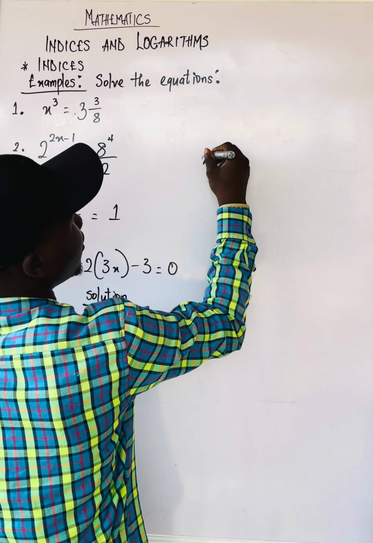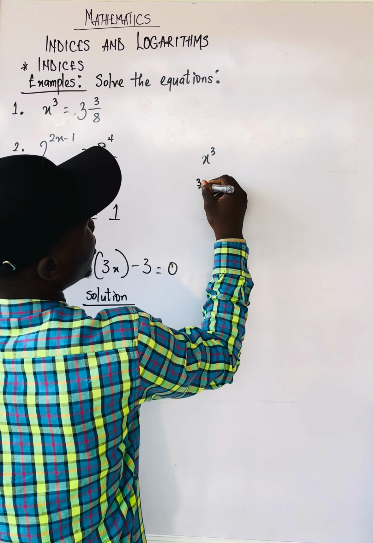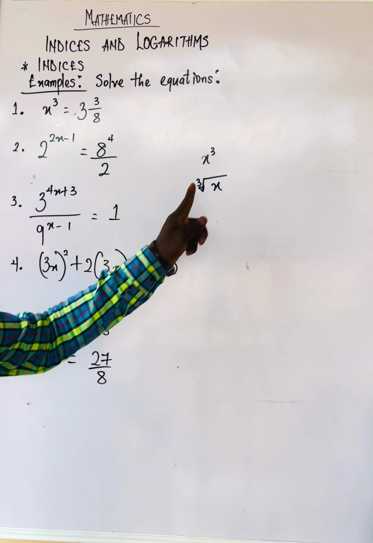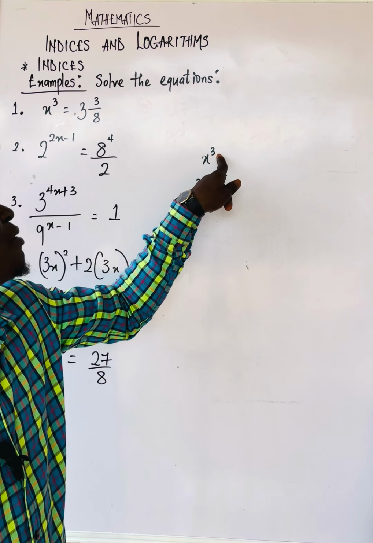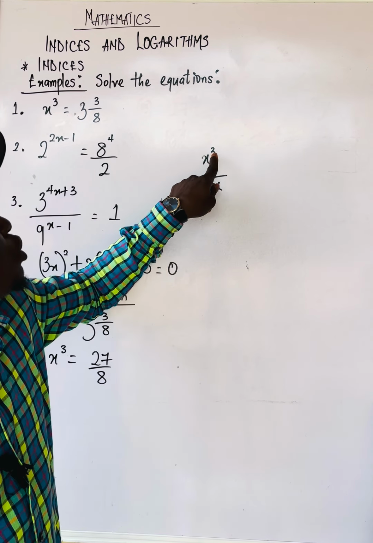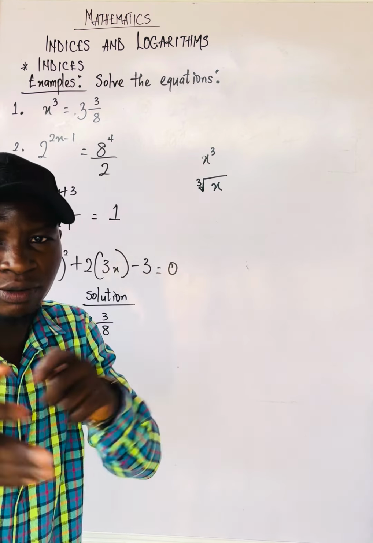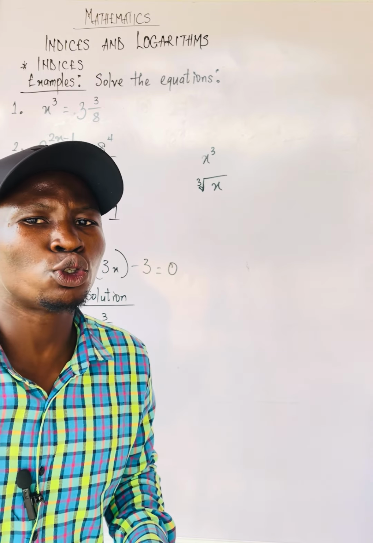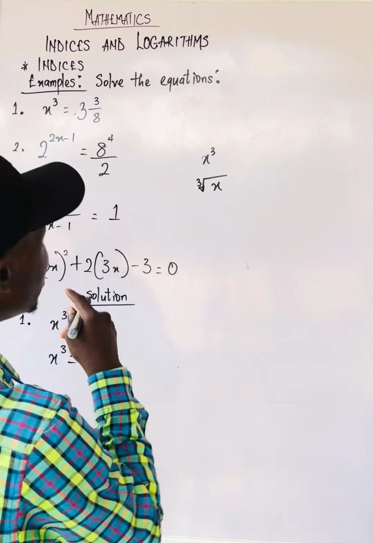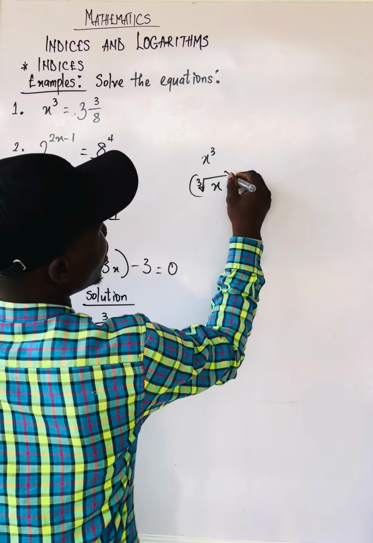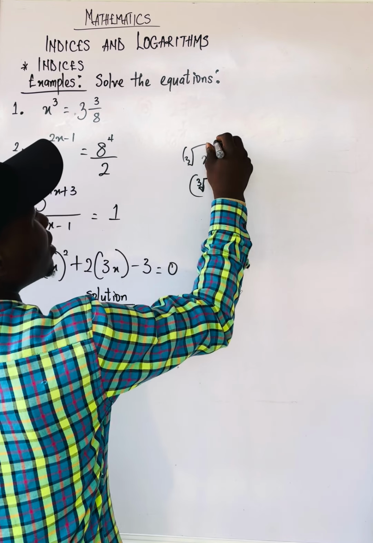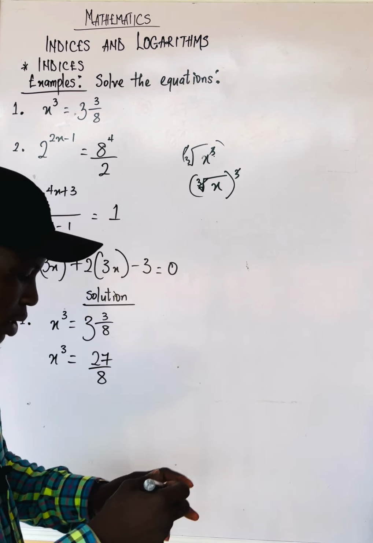If I have x cube and cube root of x, if I want to remove this cube, I'll use the cube root and remove this. If I want to remove the cube root, I'll use the cube and remove this. Just very, very simple. Just vice versa. So if you want to remove cube, you cube root. If you want to remove cube root, you cube both sides. So that is all, and they will cancel. You get? So that is that about that.